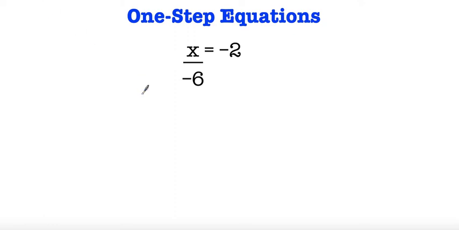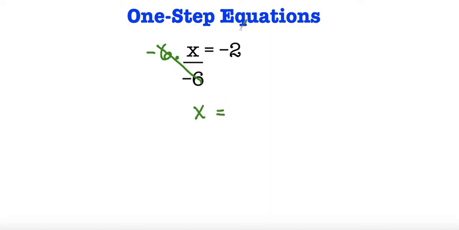And finally, here I have x divided by -6 is equal to -2. If I want to isolate x and get it by itself, I'm going to have to multiply by -6. And when I do that, I have -6 divided by -6, which equals 1, or 1x.